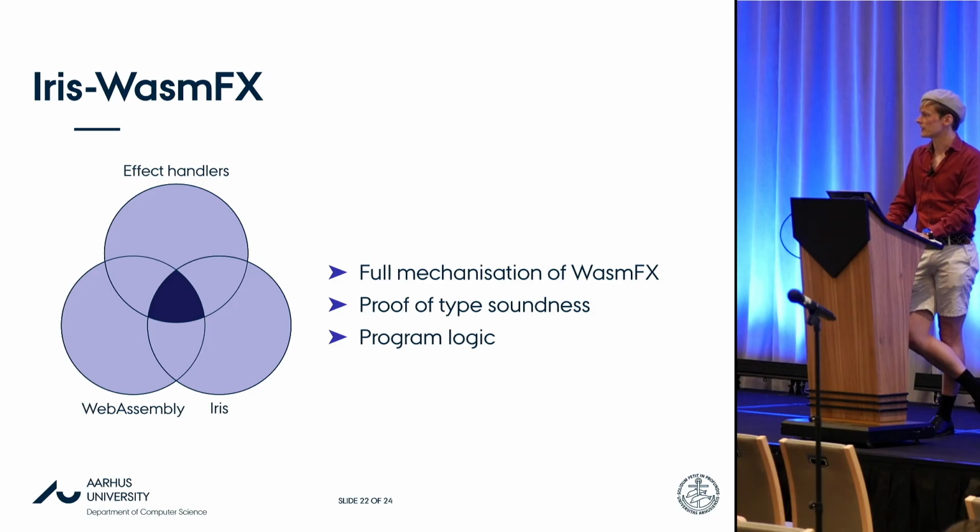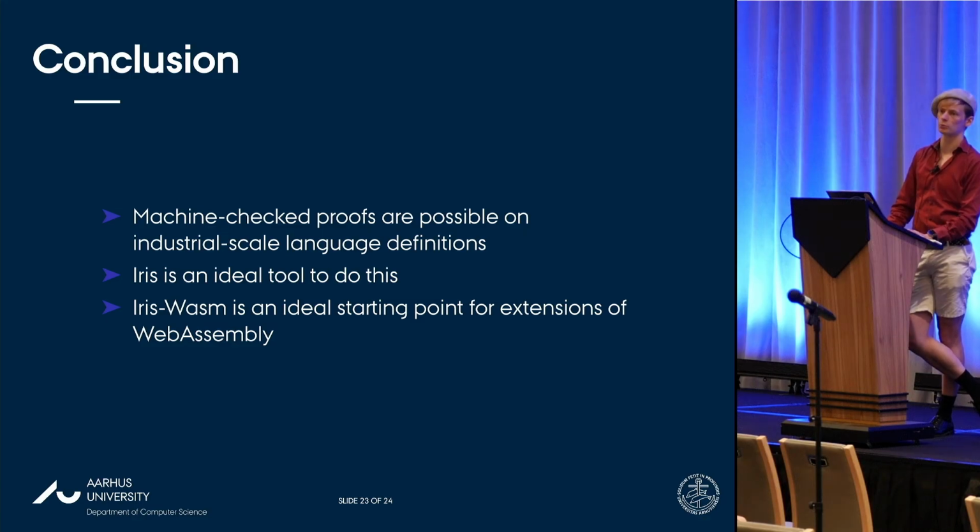So the contributions that we have provided is a full mechanization of the language together with a proof of type soundness, which was the first for this version of WebAssembly, as well as this full program logic that should help verify libraries or verify your own code when you reason about programs in WebAssembly with effects. If I want to give a more general conclusion, this work shows again that machine-checked proofs are possible even for industrial-sized languages, like we probably already know, but this is yet another example of this being done. We think Iris is an ideal tool to reason about these industrial-sized languages, and Iris-Wasm is ideal in particular when it comes to reasoning about WebAssembly and new versions of WebAssembly. Thank you very much.